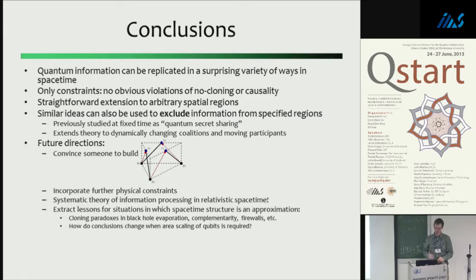And ultimately, I would like to try to extract lessons from what we've learned here for these more confusing problems, like the black hole firewall question. I don't know what lesson we should extract, except that naively excluding something that looks like cloning may not actually be what you should be doing, because at least we've seen in this example that something tantamount to cloning, but not cloning, can happen in very interesting ways.